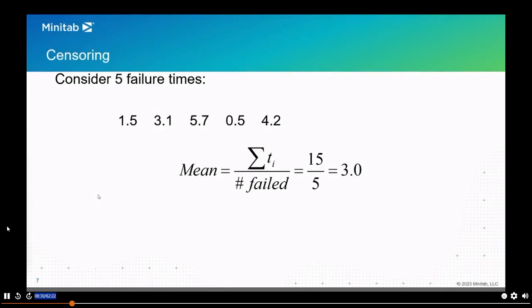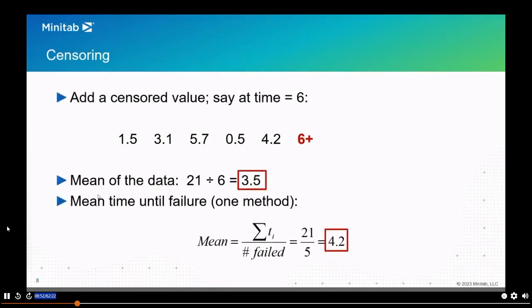I've got 5 failure times on my screen. So things failed at 1.5 hours, 3.1 hours, etc. Using those 5 observations, we can add them up. They add up to 15, divide by 5 because there's 5 of them, and we get a mean time to failure of, say, 3 hours.